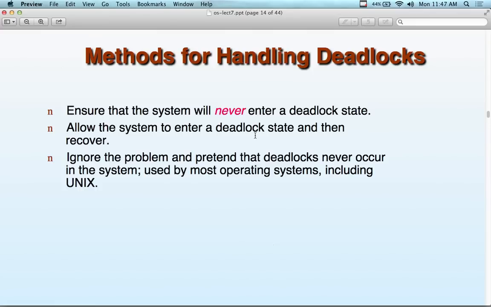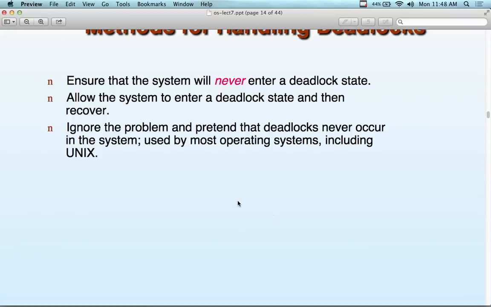Or you can ignore the problem and pretend that deadlocks never occur in the system. This is used by most operating systems, including Unix. So on a final exam, I'll put this down. Most people who haven't been attending the course, who have no idea about deadlocks, will go, wait a minute, that just seems wrong. Ignore the problem and pretend it doesn't exist. That seems like a wrong answer on a multiple choice question, but it's always the right answer for deadlock.